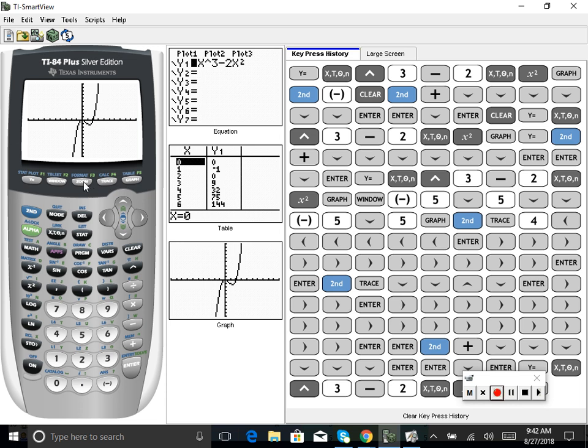So hit window. I didn't hit window. What did I hit? Oh. Yeah, you need to hit window. Sorry. So hit window. It's okay. I'm just going to go over to window. Now look, it's the standard viewing window, -10 to 10.